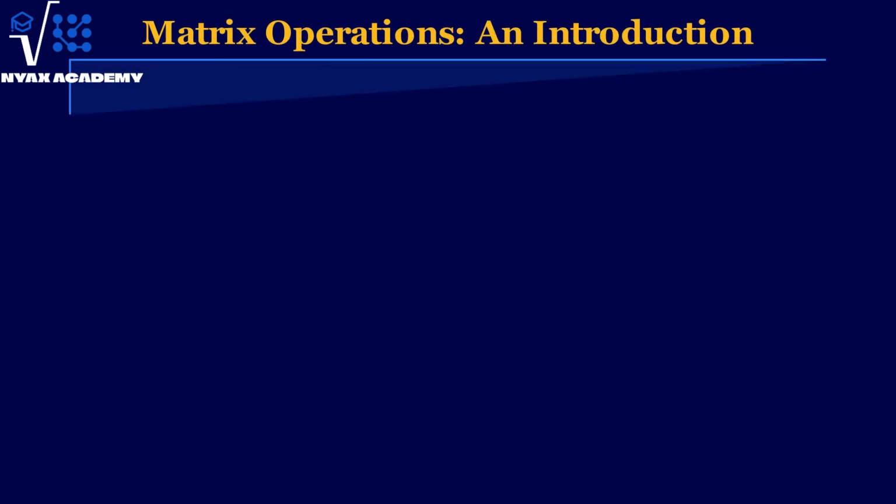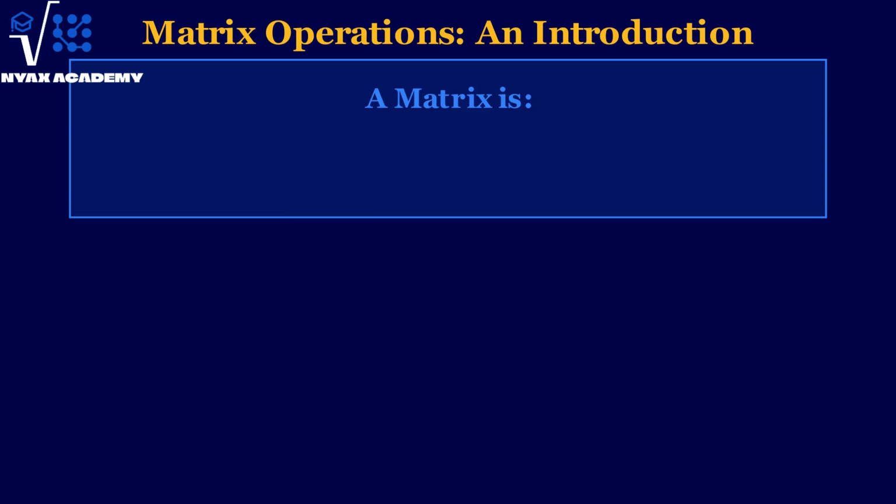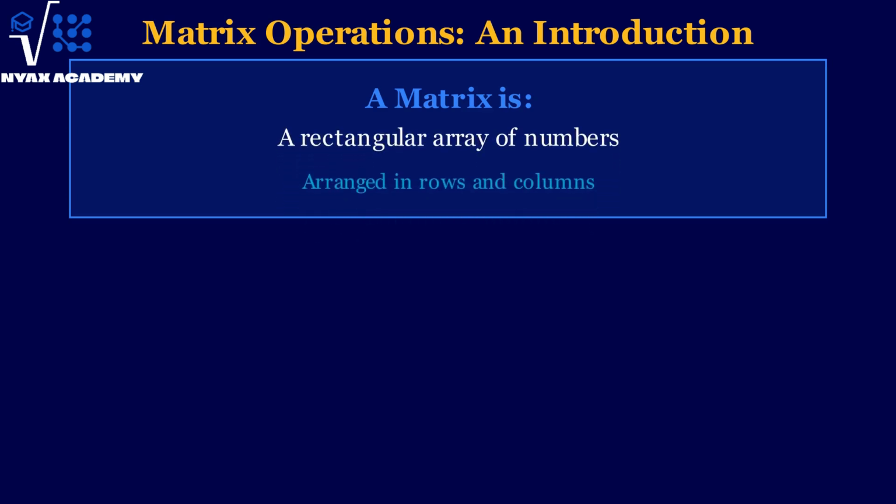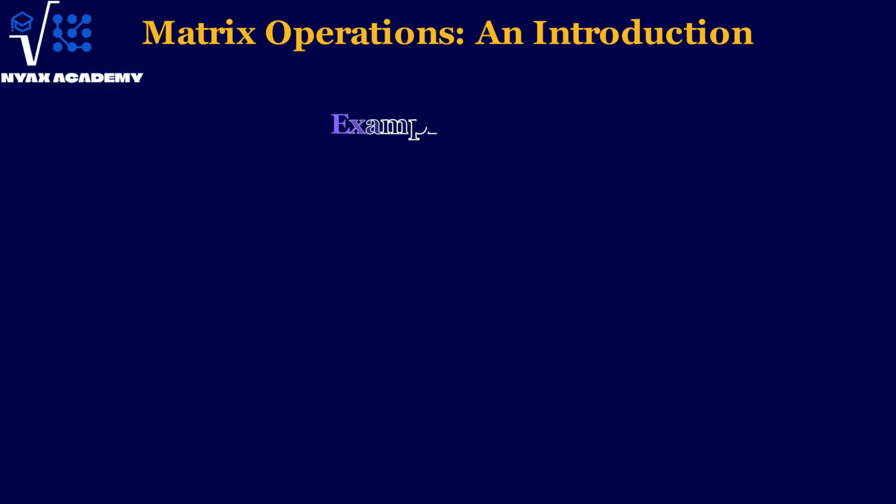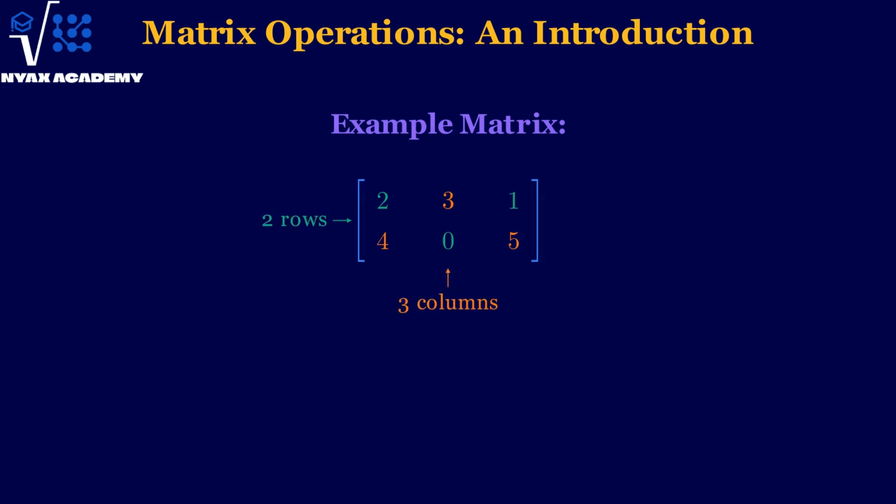My candidates, in this section we are going to be looking at matrix operations, and a matrix is defined as a rectangular array of numbers arranged in rows and columns. Let's take a look at an example of a matrix. We have our rectangular array which comprises 2 rows and 3 columns. This is read as a 2 by 3 matrix.